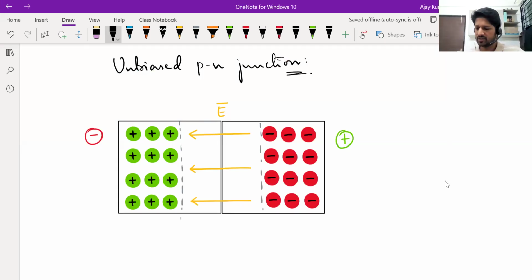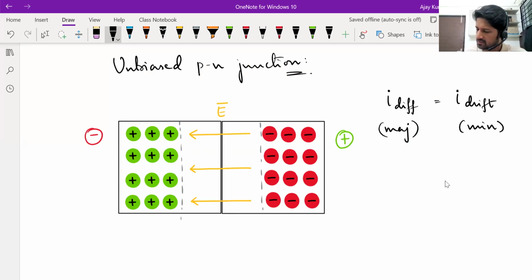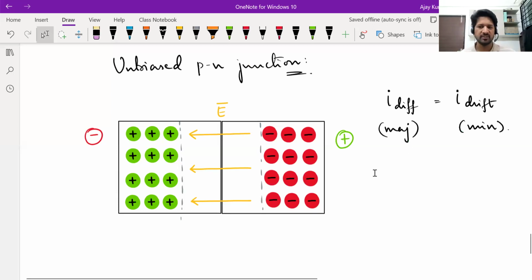So at an unbiased PN junction, the diffusion current will be equal to the drift current. And keep in mind that diffusion current is due to majority charge carriers. Drift current is due to minority charge carriers. And as the name suggests, unbiased means we are not favoring any particular process. Suppose we bias the PN junction. Biasing means favoring a process.